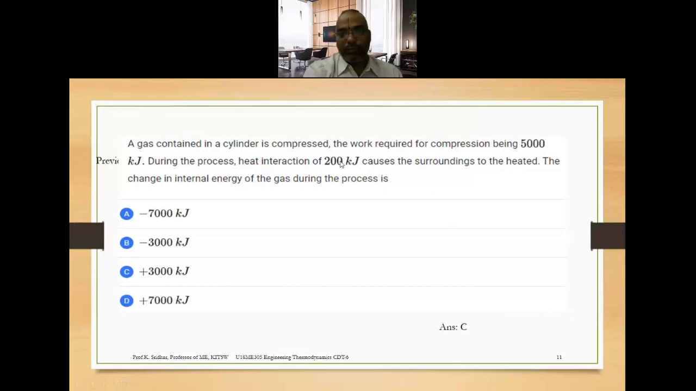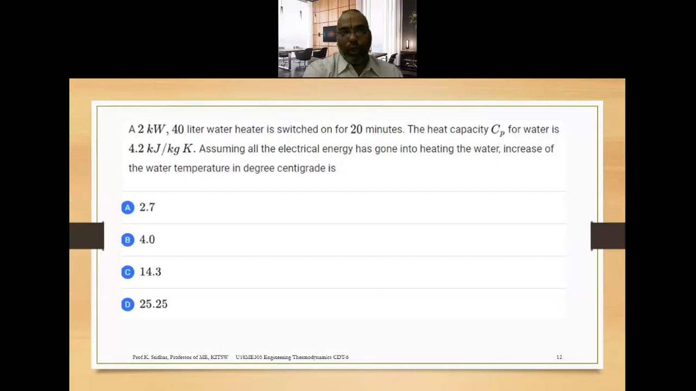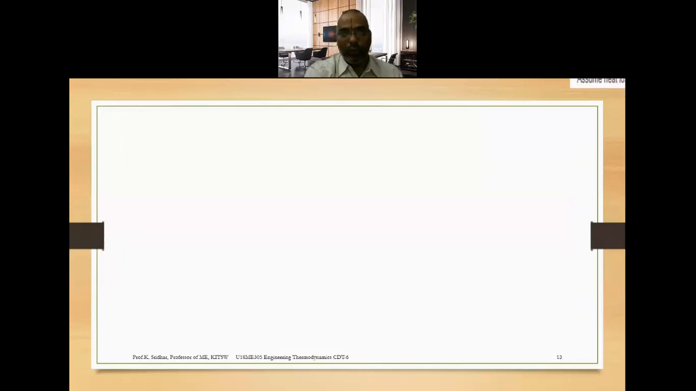So the next one: a 2 kilowatt, 40 liter water heater is switched on for 20 minutes. The heat capacity of water is 4.2 kilojoules per kg Kelvin. Assuming all the electrical energy has gone into heating the water, the increase of the water temperature in degrees centigrade is how much? So once again, it is according to the first law of thermodynamics. So the answer will be 14.3. You can solve it on your own.